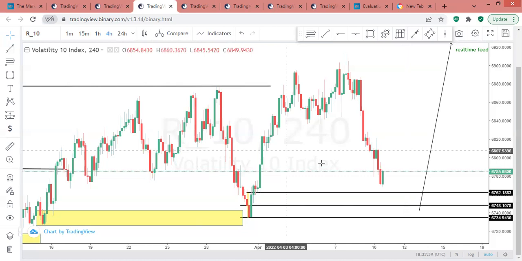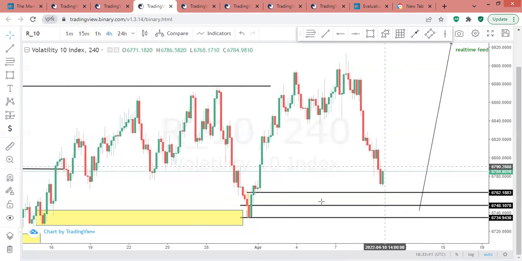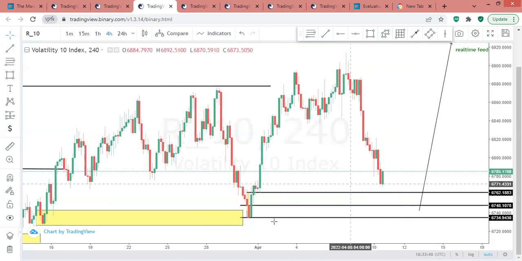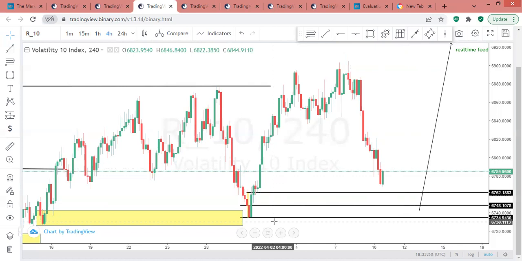actively creating higher highs and higher lows. So that's why I'm looking to take my trade and ride it as long as possible. So that's my thought process on VIX10.